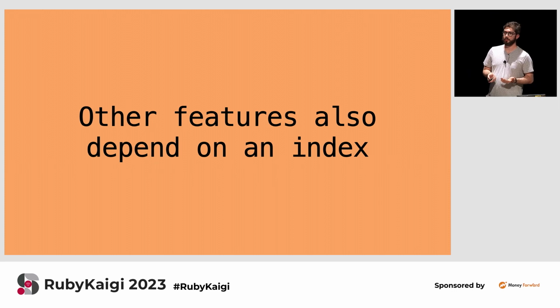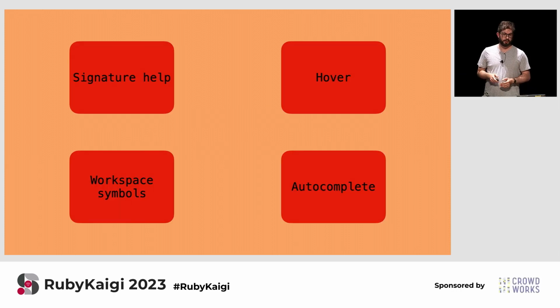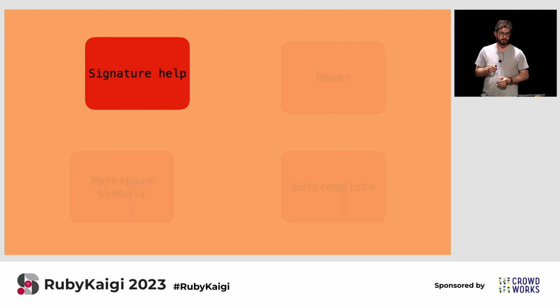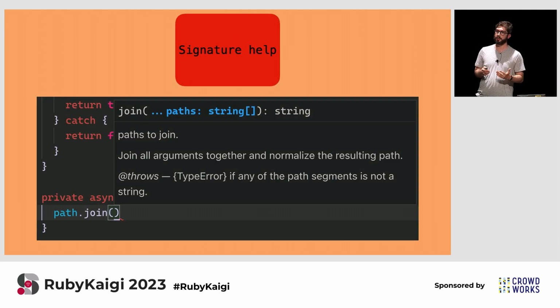As I mentioned before, go-to-definition is not the only feature that requires indexing the code base. I have here a few other examples using screenshots from TypeScript to show other features that require indexing. For example, signature help shows you the signature and the documentation for a method you're currently invoking. So of course, it needs to know what the method signatures are in order to provide this functionality.